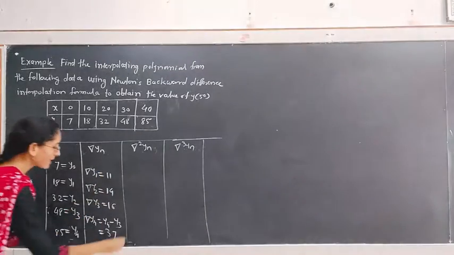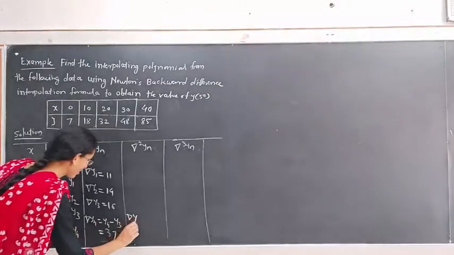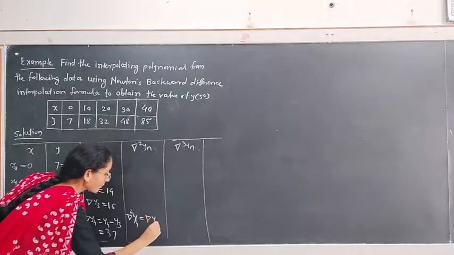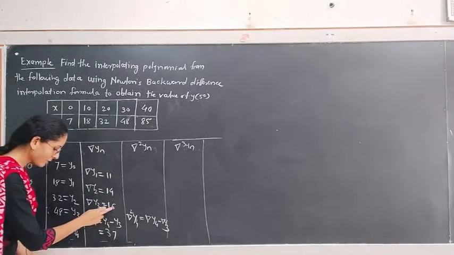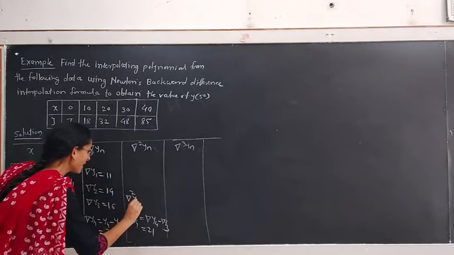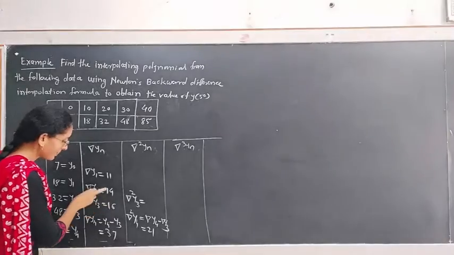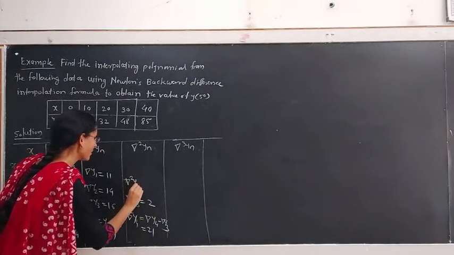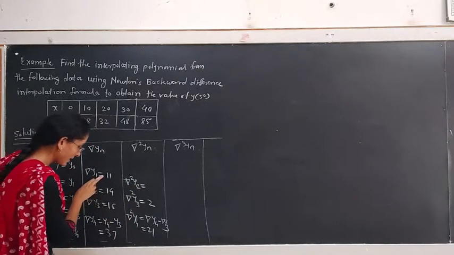In the next column we get second order backward differences. Lastly we get del square y4. Del square y4 is del y4 minus del y3, that is 37 minus 16, which is 21. Next we get del square y3, which is del y3 minus del y2, 16 minus 14 is 2. Then del square y2 is del y2 minus del y1, 14 minus 11 is 3.